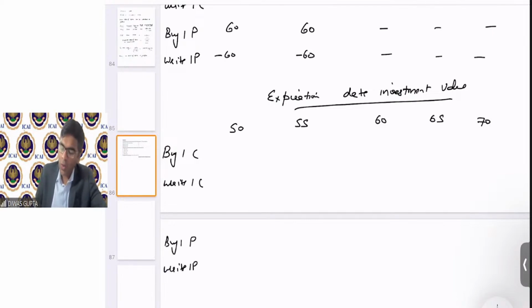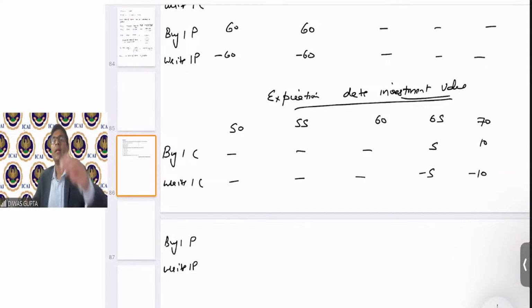Okay. So call option, will it get exercised here? No, right? So again, the value will be 0. However, the investment value, that means the option value will become 5 rupees here and 10 rupees here. Similarly, however, for the option writer for call option, there will be a -5 and -10. Reason being, they will end up paying 5 rupees and they will end up paying 10 rupees in case of 65 and 70.